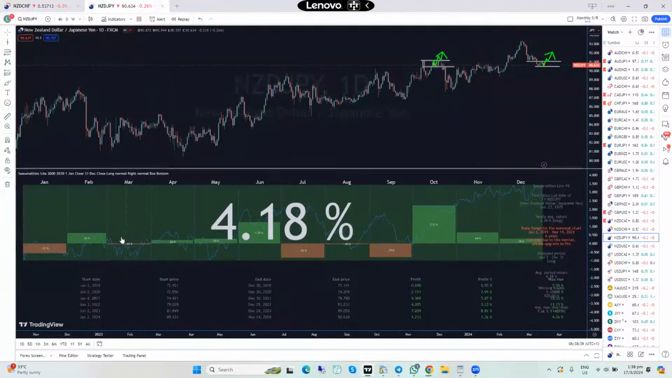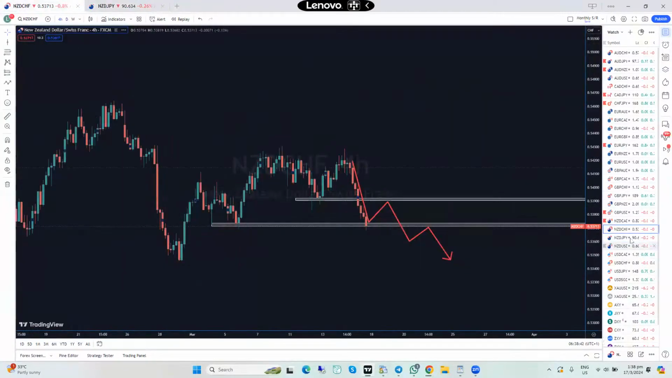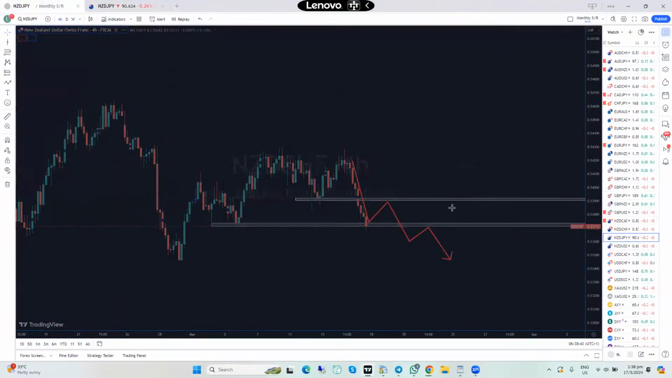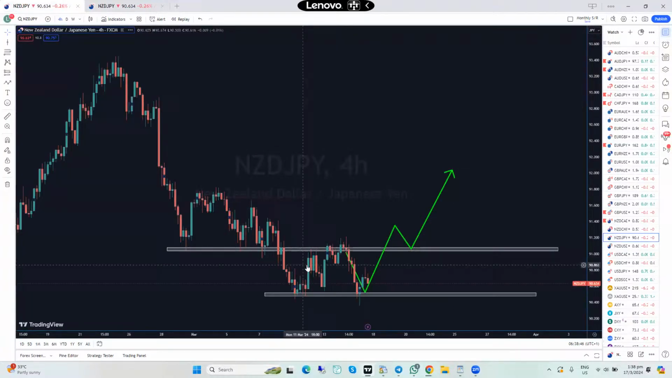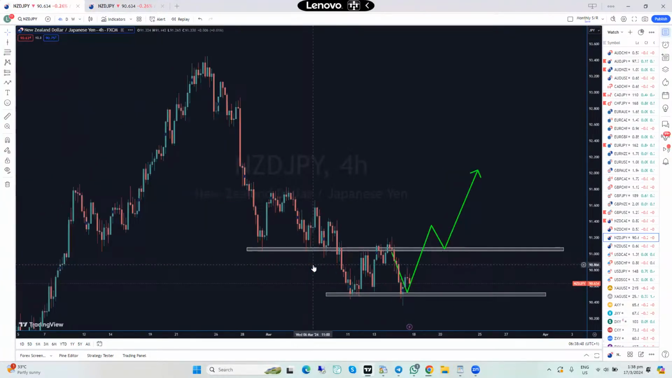So let's see if price is true to this Kiwi yen. Yes, this is indeed what I'm looking for. So overall on March, it's still bearish, and then now it starts to consolidate. I always like to look at consolidations because it just tells me that price is about to break out, and this is what I'm waiting for price to do.